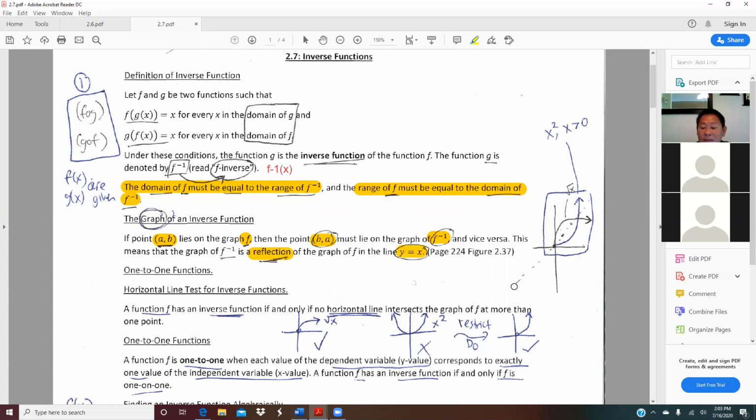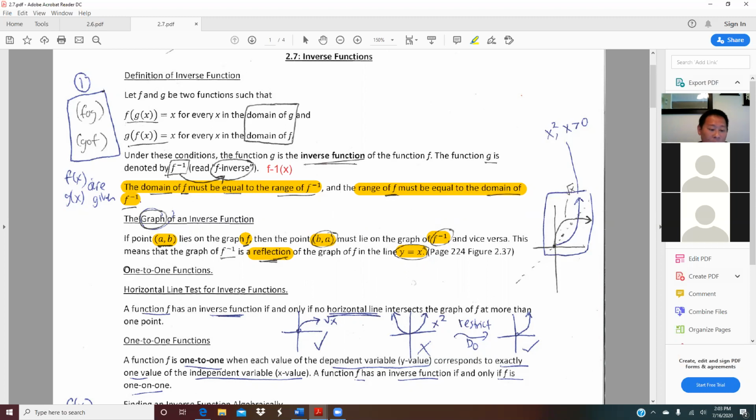So for example, this line is y equals x. You find out that these two graphs are inverse to each other because their reflections are the same. So this is x squared, and this is the square root of x. And I will tell you why: x squared is usually a parabola, so why does this x squared only take half of the parabola?